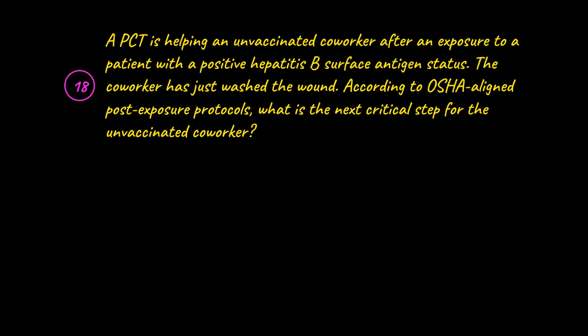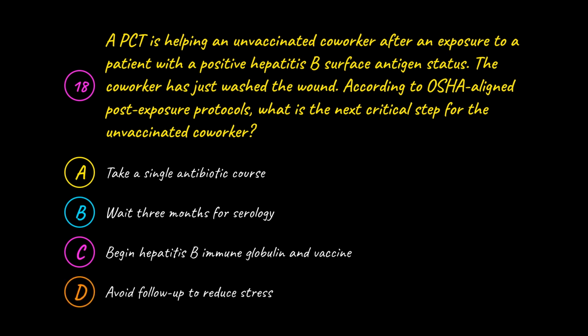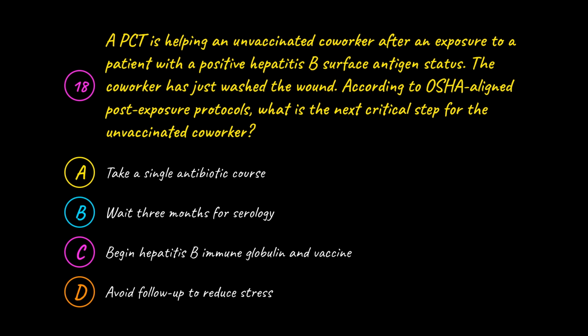Your options are A. Take a single antibiotic course. B. Wait 3 months for serology. C. Begin hepatitis B immune globulin and vaccine. D. Avoid follow-up to reduce stress. Take a second. Which answer would you pick?